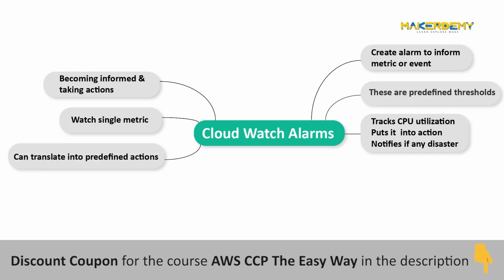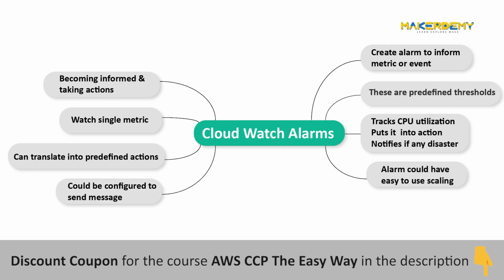Alarms can translate into predefined actions. If the response to 90% CPU utilization is to go manually launch a server, this alarm could have an easy-to-use scaling action assigned to it to launch an additional server for you. Or it could be configured to send you a message. It really is your choice what you want the response to the alarm to be.